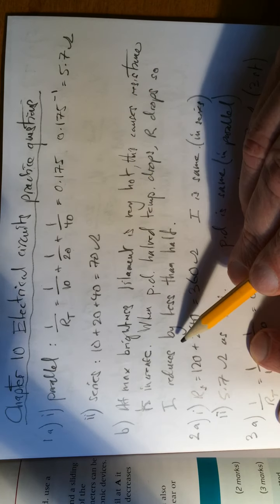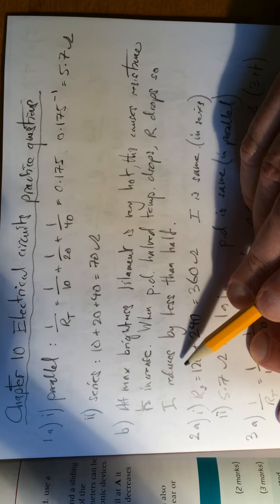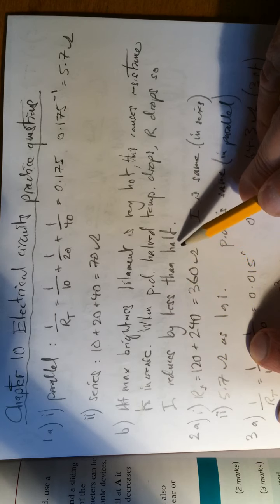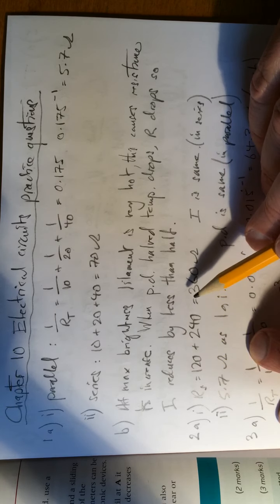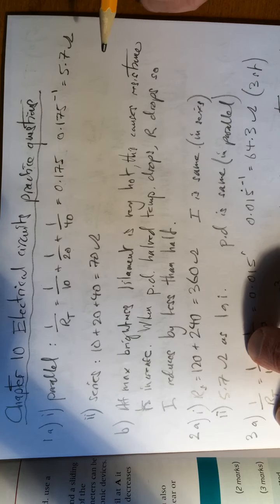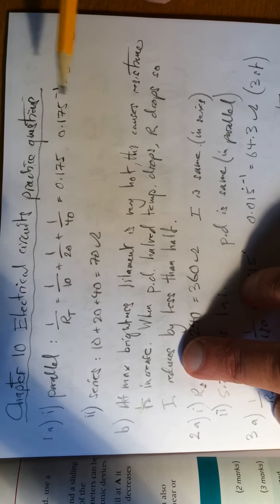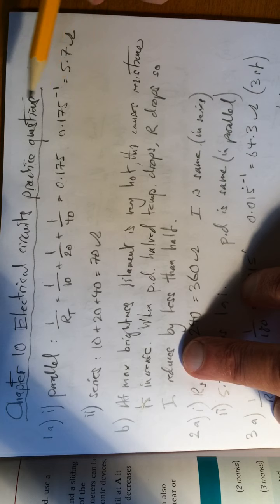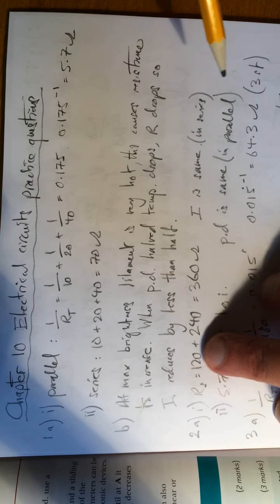So it's really important that we write here it reduces by less than half. In other words, it might drop down by a third, let's say. You see, because more current will flow per unit volt because resistance is less because it's less hot.